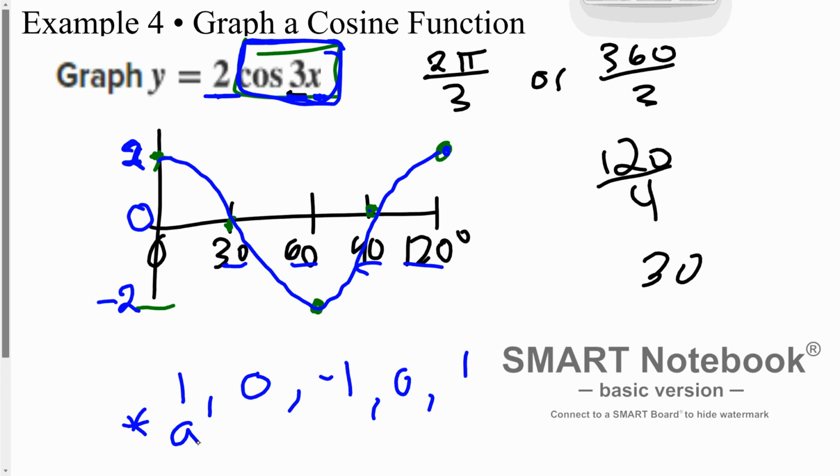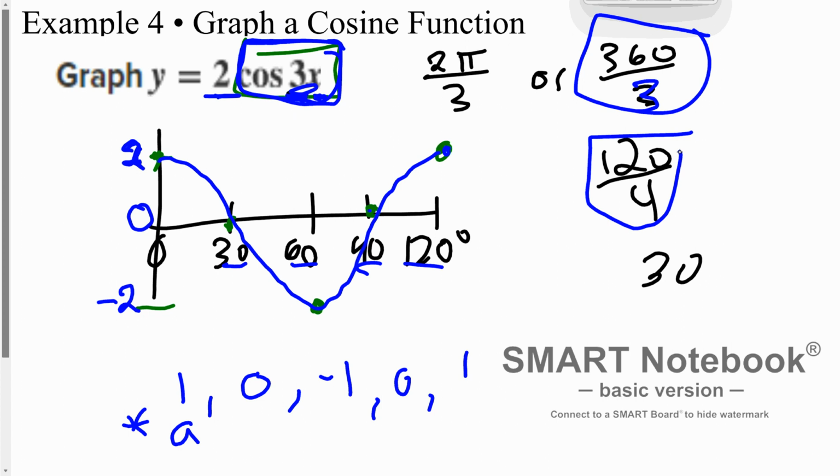The x-axis is a little bit harder. You find your period, which is, that's a 3 here. You always divide 360 by whatever's multiplied by x, and then you break them down to your intervals. So that means take your new period and you divide by 4, and that'll give you your new intervals. And you always start at 0 with cosine and sine.